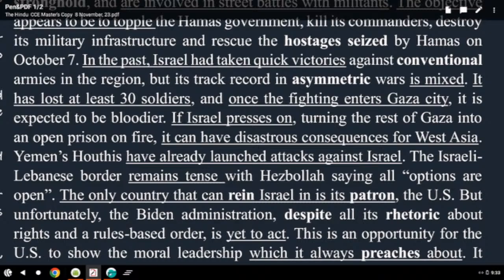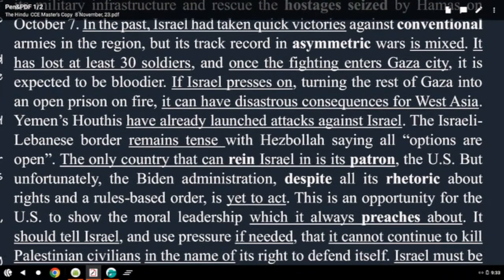It has lost at least 30 soldiers. Has lost, again present perfect active voice. And once the fighting enters Gaza city, it is expected to be bloodier. It means more are going to get killed, on both sides. Not only the Israeli side, the other side also. Many people will get killed.